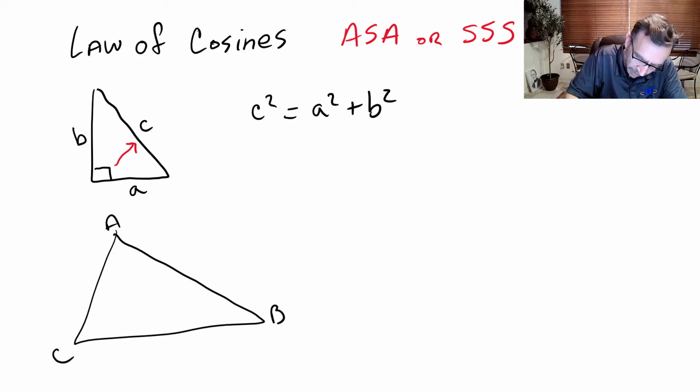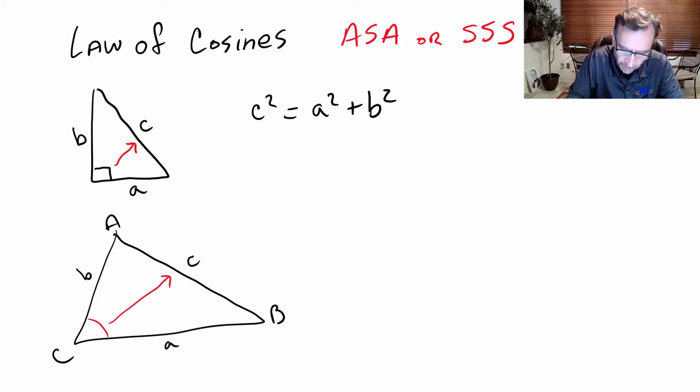This side would be labeled c. The side opposite of angle A would be labeled a. The side opposite of angle B would be labeled b. Okay, now looking at angle C, the side opposite is little c. What the law of cosines does is generalize the Pythagorean theorem. Right? So this is the Pythagorean theorem.